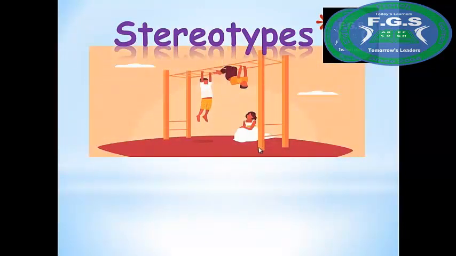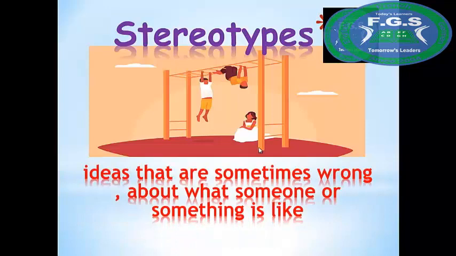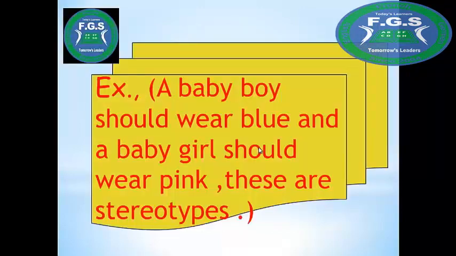Stereotypes. I want you to guess the meaning of it. As you see, there are men who play sports, but the woman doesn't do any sport. So there is a stereotype that says women don't practice sport at all. Sports are only for men. Is it right? No, of course, it's a wrong idea. So stereotypes means ideas that are sometimes wrong about what someone or something is like. In Egypt here we have a stereotype that says a baby boy should wear blue and a baby girl should wear pink. Why? Of course, there is no reason, but these are stereotypes.